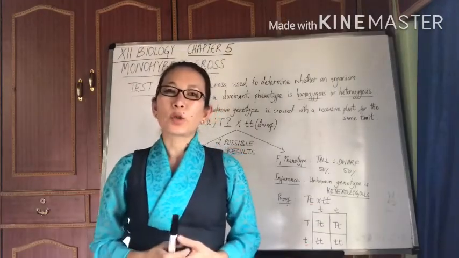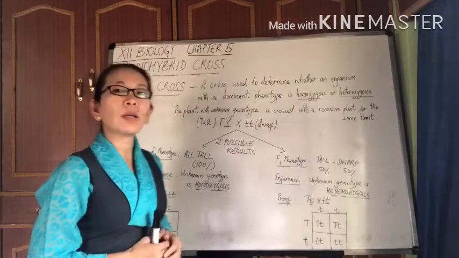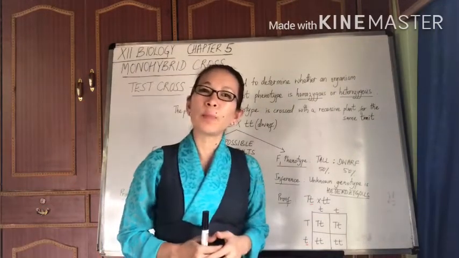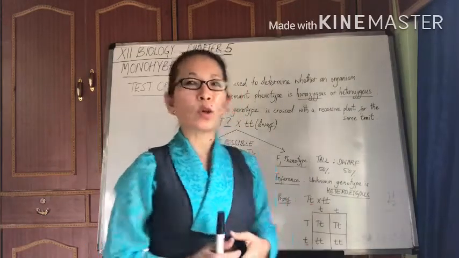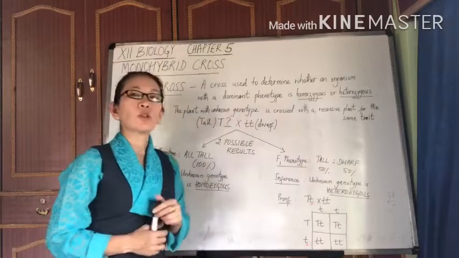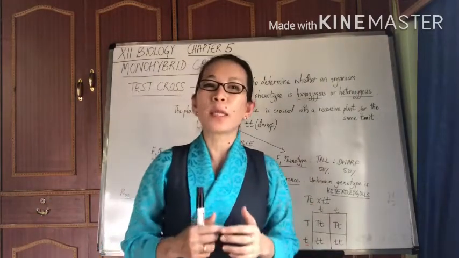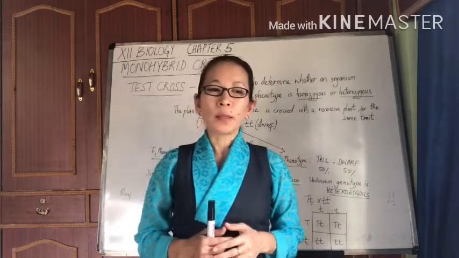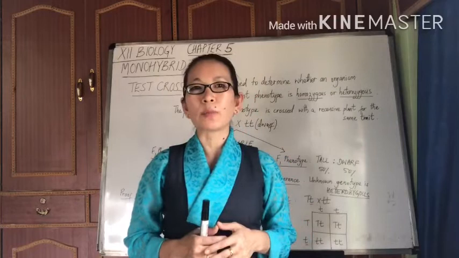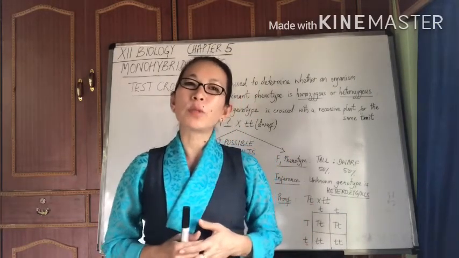Well, what is a test cross? A test cross is a cross which is used to determine whether an organism with a dominant phenotype is homozygous or heterozygous in its genotype. In this cross, the plant with the unknown genotype is always crossed with a recessive plant for the same trait. The reason why we select a recessive plant is that we know its genotype. Recessive plants have a homozygous recessive genotype.